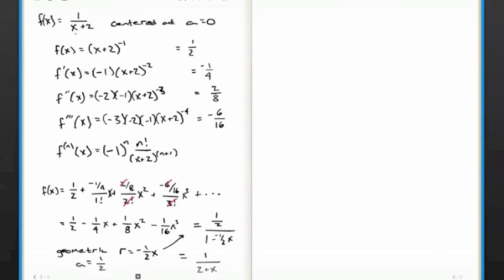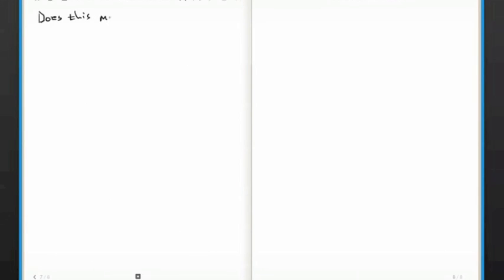Now, 1 over x plus 2, that's not a terribly interesting function. So we'll do some more interesting ones, but at this point, I'm afraid that I may be losing some of you. Does this make sense?